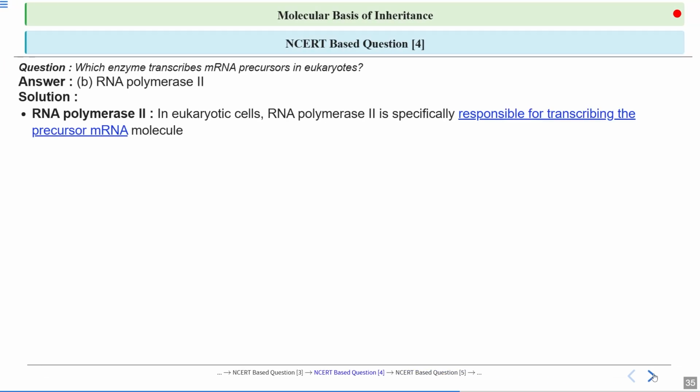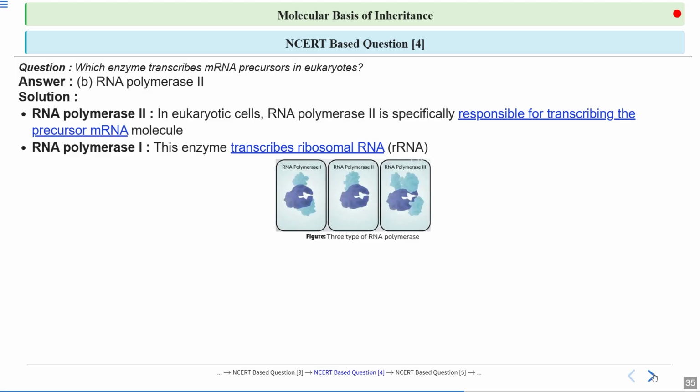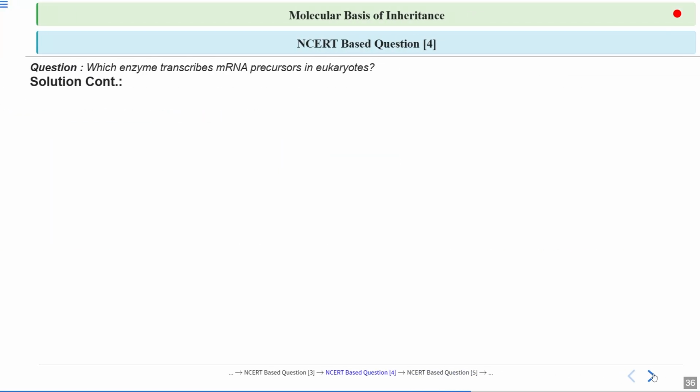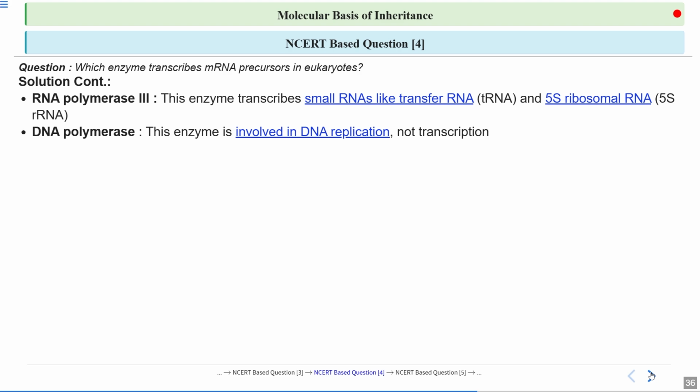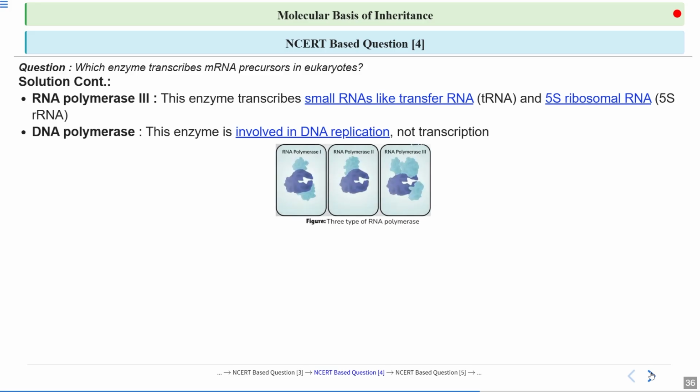The second, RNA polymerase 2 in the eukaryotic cell, is specifically responsible for transcribing the precursor mRNA molecule. Whereas RNA polymerase 1 is going to transcribe ribosomal RNA. We have seen that table also. And the third one is going to transcribe small RNAs like transfer RNAs and 5S ribosomal RNA and all. Whereas we know that DNA polymerase is the enzyme which is involved in what? In replication and not transcription.